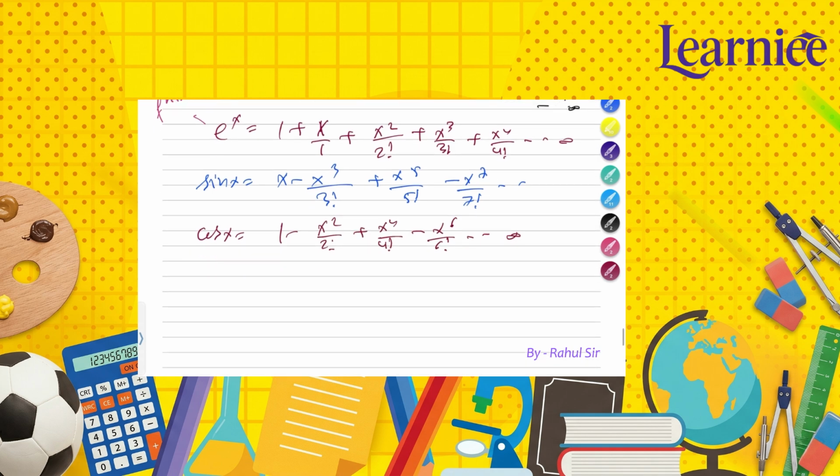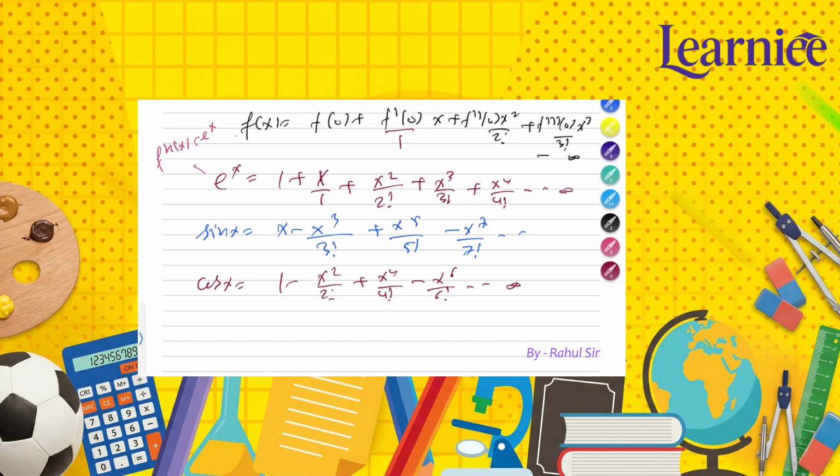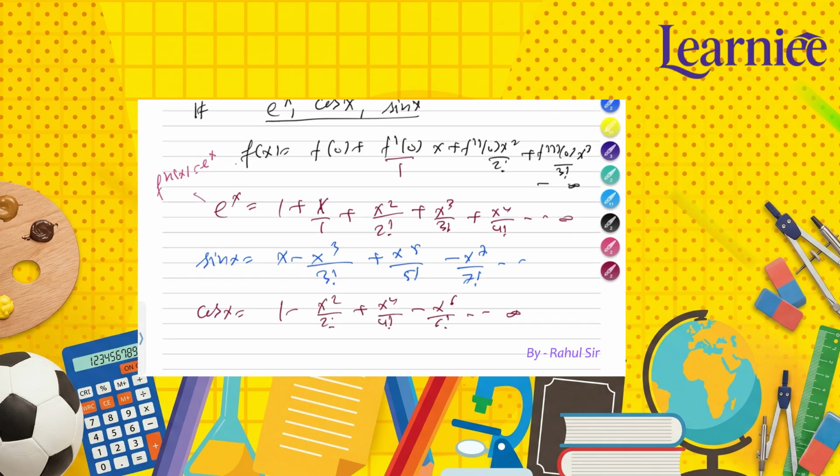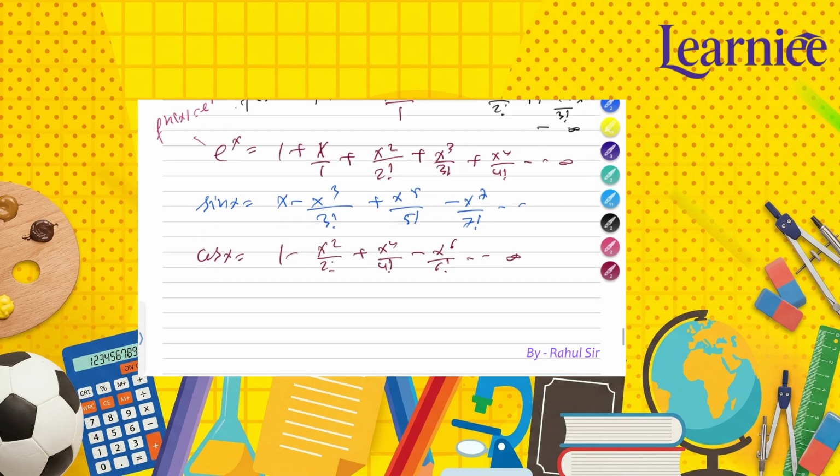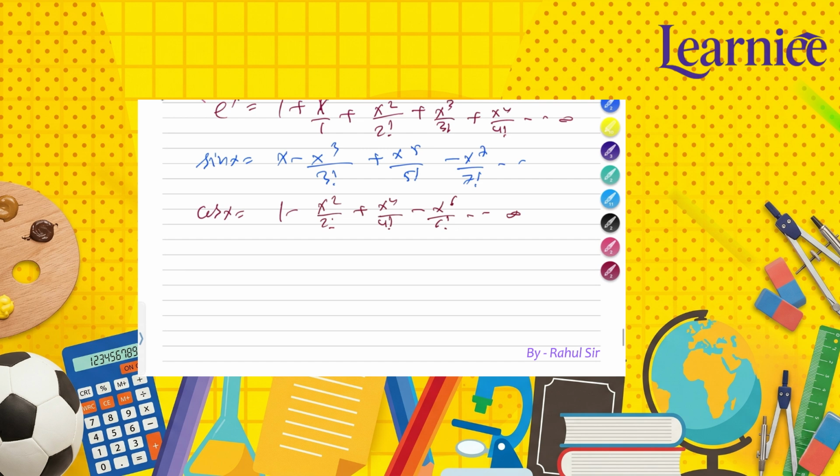Similarly for sin x and cos x. For example, if I substitute x equal to 0 in sin x, we get 0, that's why it has no constant term and starts from here. Similarly for cos x, if I substitute x equal to 0, we get 1, so that's why it has a constant term. So we'll use these three expansions to derive the Euler formula.